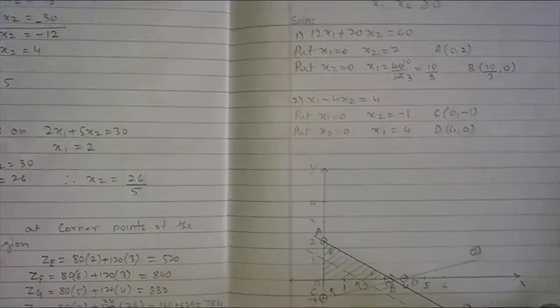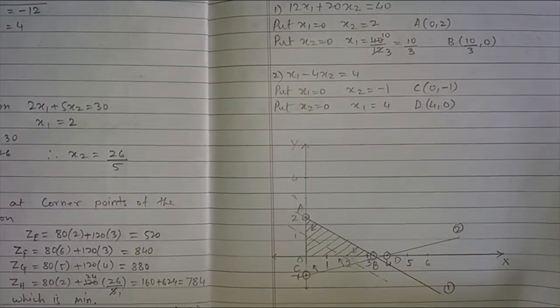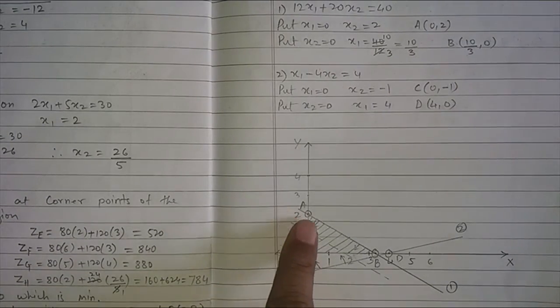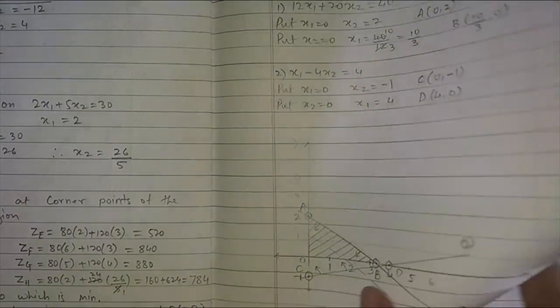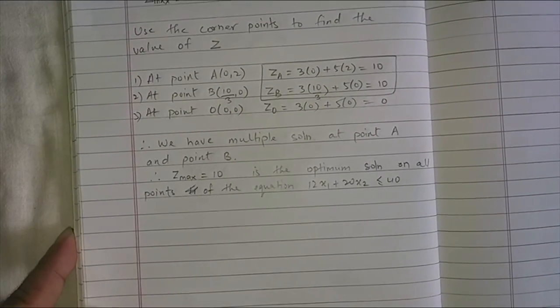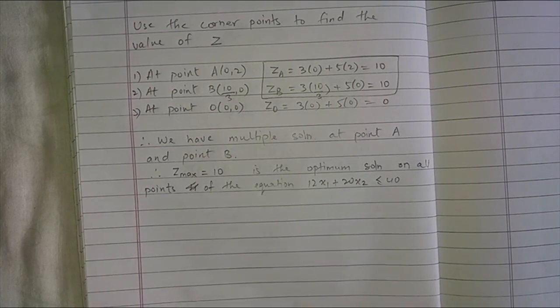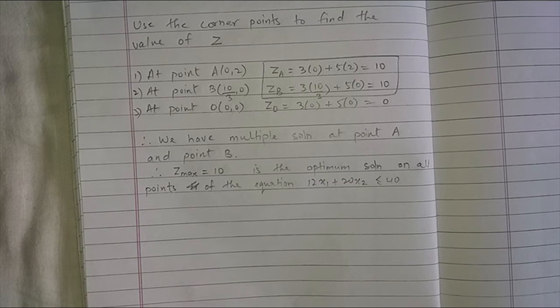Please go through this problem once again. Try to understand why we are saying that all the points on this line will have the optimum solution as well. And this gives you the multiple solution for the given problem using the graphical method.